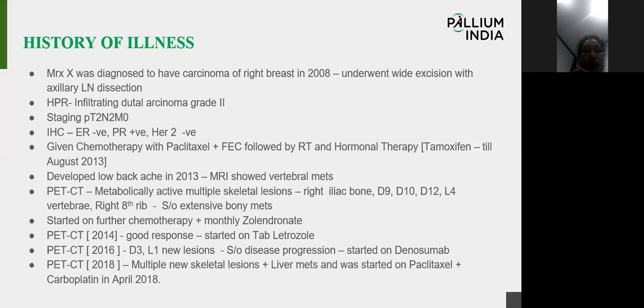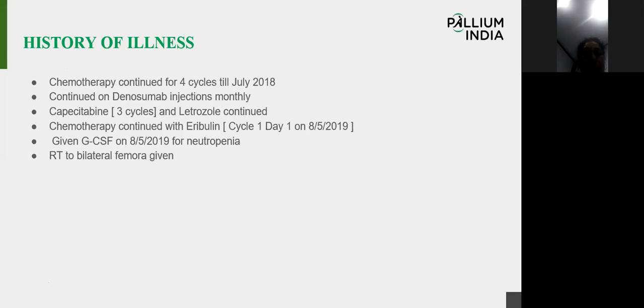Repeat PET-CT initially showed good response, and she was started on tab letrozole. But later PET-CT showed newer lesions, again suggestive of disease progression. She was started on denosumab, and on the last PET-CT she had multiple new skeletal lesions along with liver mets, and was started on paclitaxel and carboplatin in April 2018. This chemotherapy was continued till July 2018, and she was also continued on denosumab injections monthly.